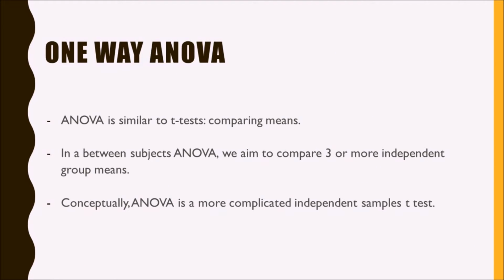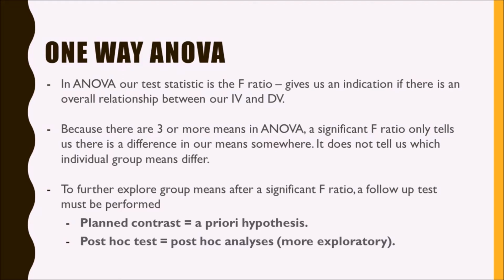Before we jump headfirst into SPSS, let's just briefly revise the purpose of analysis of variance. So conceptually, ANOVA is very similar to t-tests in that they aim to compare means. In the context of a one-way between subjects ANOVA, we aim to compare 3 or more independent group means, so you can think of this as a more complex version of an independent samples t-test. In ANOVA, the F ratio is our test statistic, which gives us an indication of whether there are significant mean differences somewhere between our group means.